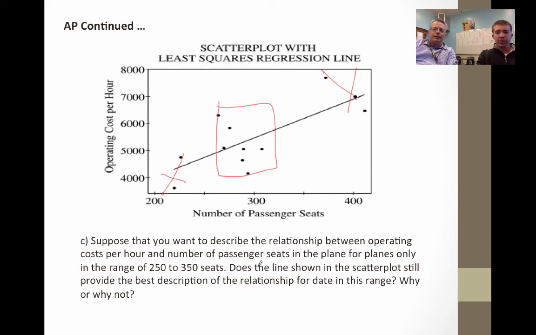Does the line shown in the scatter plot still provide the best description? I'm thinking no. If you're just looking at those points, that line's going totally the wrong way. We want something that looks like this. If you remove those points, it totally changes the direction of the pattern. Pretty much all you'd have to say is now there's a negative association between the points. The slope of the line of best fit should be negative now. It'd be completely different, which is kind of interesting, but in this situation, it would.